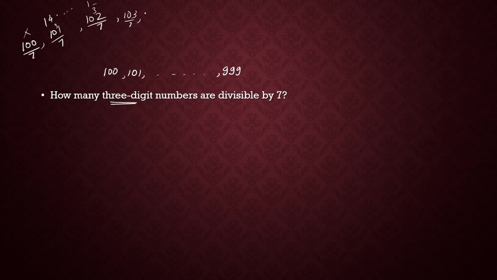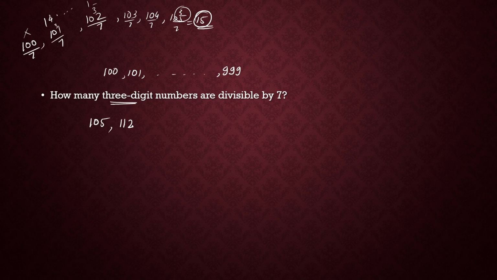Now 103 by 7 will also not be an integer. Okay, next, 104 by 7, no. 105 by 7, 7 fives are 35. So here this is your perfect one, a perfect integer you will get. So this shows us that 105 is the first three-digit number that is divisible by 7. After this it's obviously going to be 112.